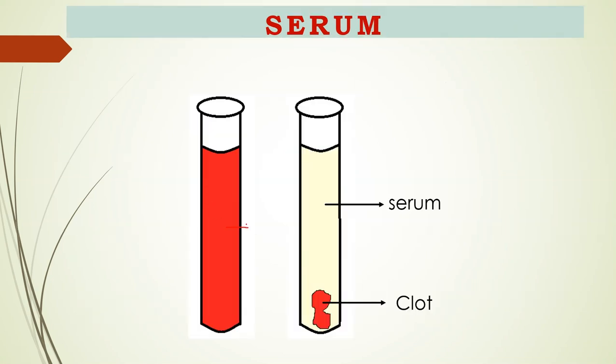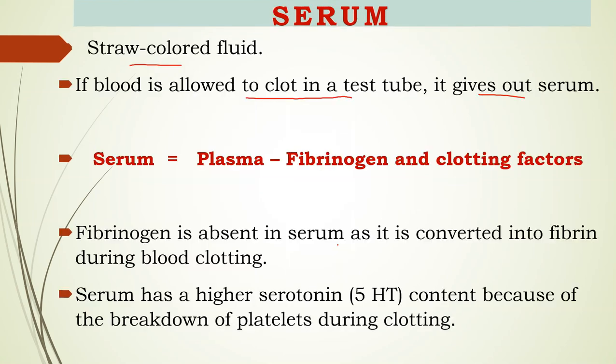See here, this is the blood which, when allowed to settle, gives rise to the serum. This is nothing but the serum component, and the blood coagulates and clots, goes to the bottom, and the remaining portion is nothing but the serum. Serum can also be defined as plasma minus fibrinogen and clotting factors. We have seen that plasma contains fibrinogen, but this fibrinogen is absent in serum because it is converted into fibrin during blood clotting. So serum is formed during blood clotting.